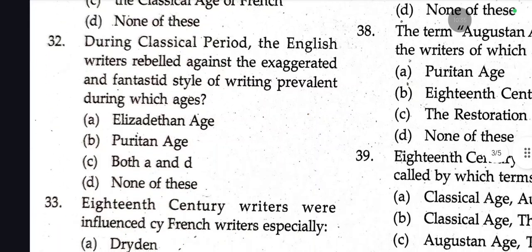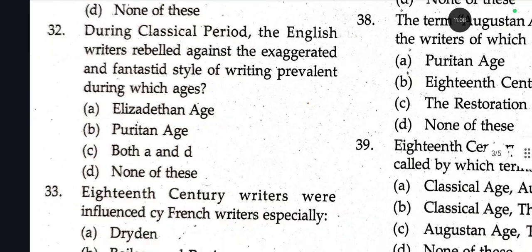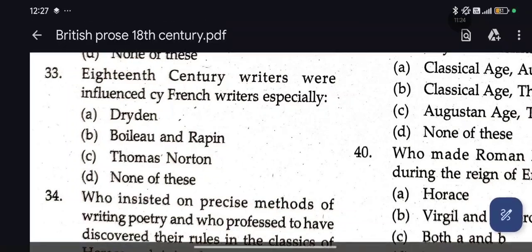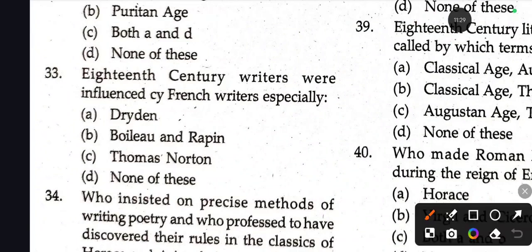Question number 32. During the classical period, the English writers rebelled against the exaggerated and fantastic style of writing prevalent during which ages? It was the Elizabethan age and Puritan age both. So answer will be option C. Question number 33. 18th century writers were influenced by French writers, especially who? He was Boileau and Rapin.